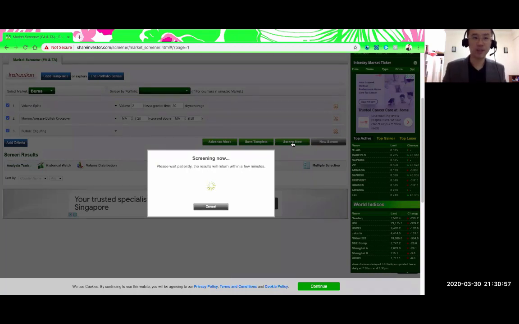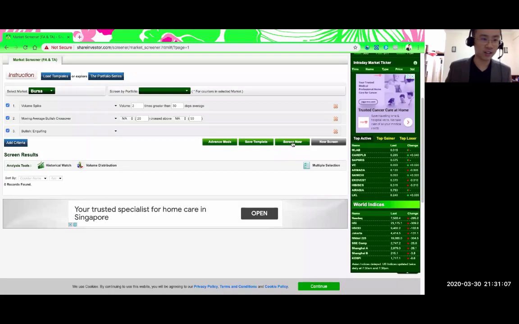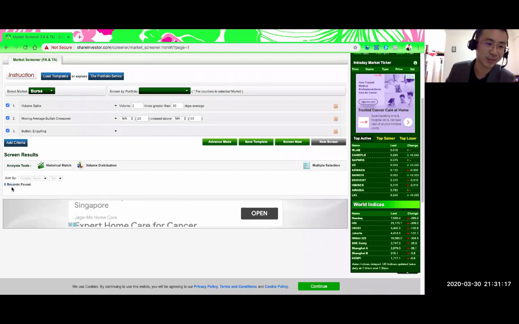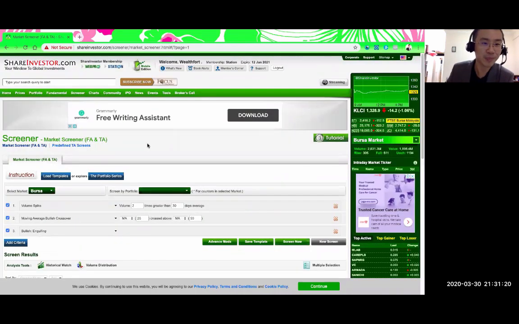Now, of course, you can lump the TA and the FA together. You can combine a template where you lump FA and TA together. So the companies that are good quality also fulfill the technical criteria, then probably it's a buy. In this case, 0 records found. I guess all are 20-day crossover 50-day in the bearish manner. So 0 records found. So this is a very powerful feature, the market screener.